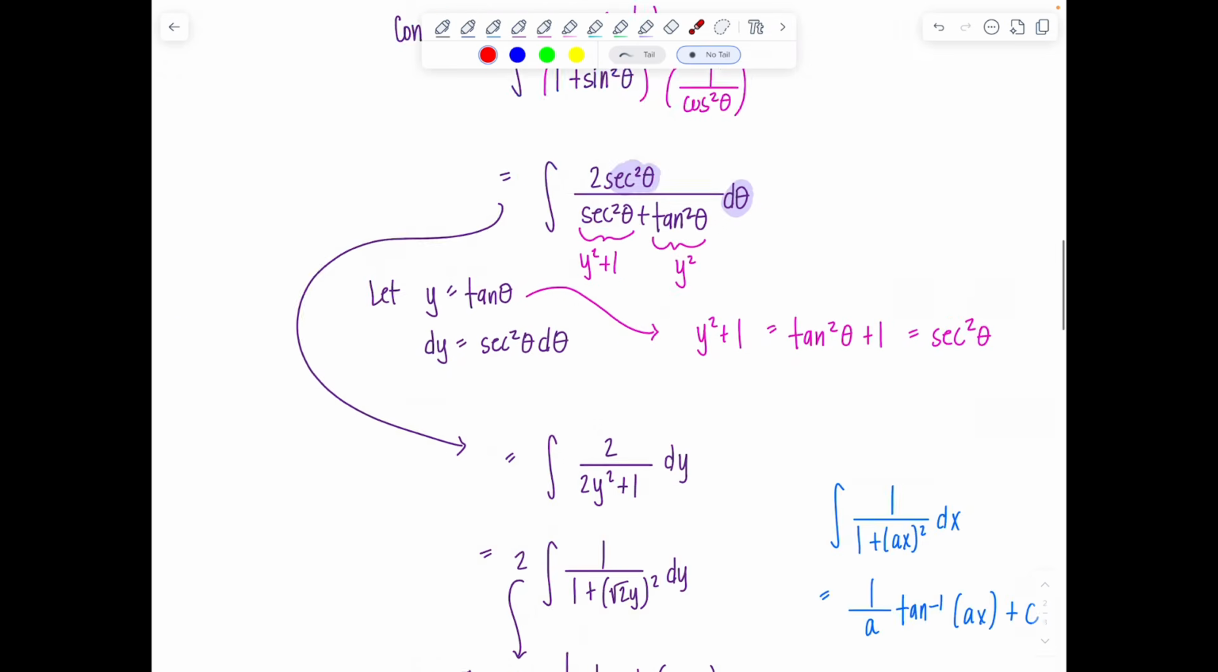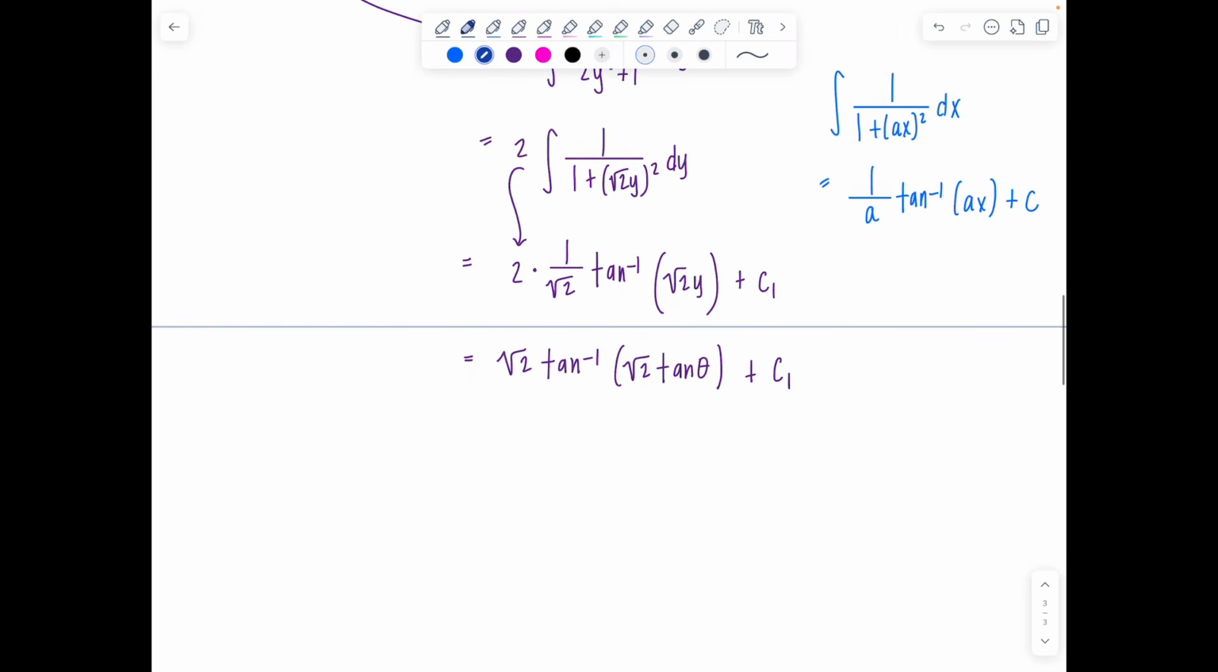Okay, so let's put it all together. Just say we fetched our other child who we had left on the side of the highway. We have now negative theta plus rad 2 tan inverse rad 2 tan theta plus c1. Now, from earlier, remember we had that negative tan inverse of x plus square root 1 minus x squared. Everything was all in terms of x. So let's go there now.